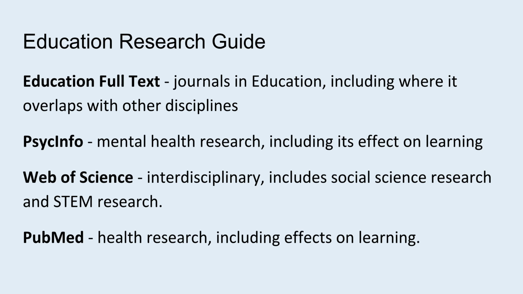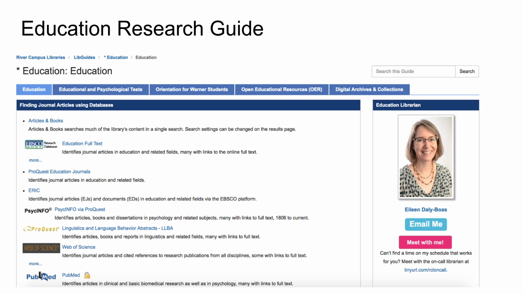We're going to choose Education, and on the Education Research Guide, some of the databases you'll find are Education Full Text, PsycInfo, Web of Science, and PubMed, and we'll talk a little bit about each one of these. Here's the Education Research Guide with your friendly librarian, me, Eileen. And you can see here we listed all the databases that I pointed out earlier.